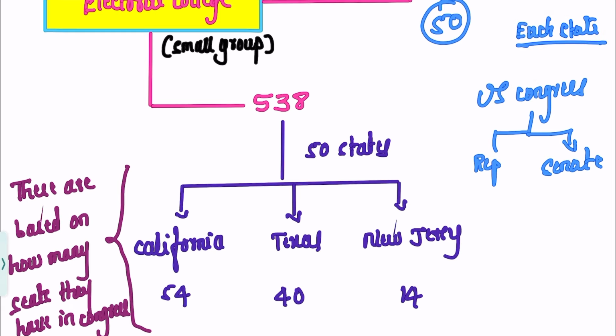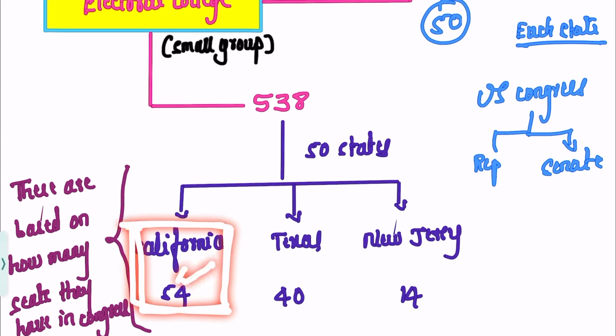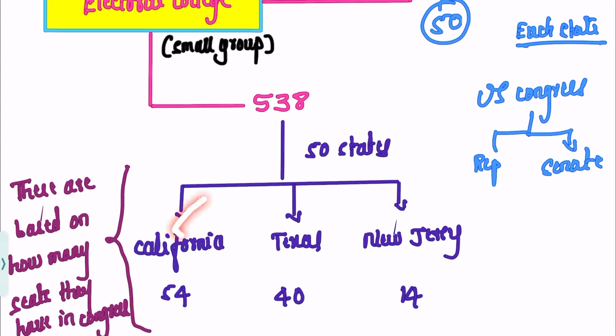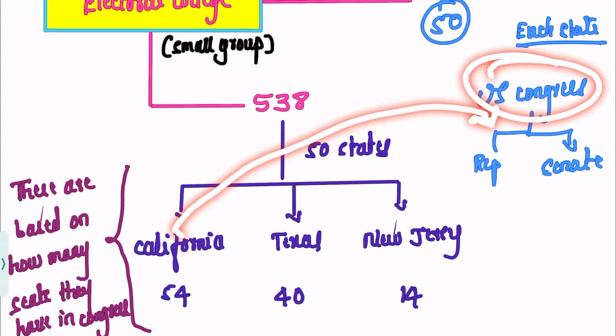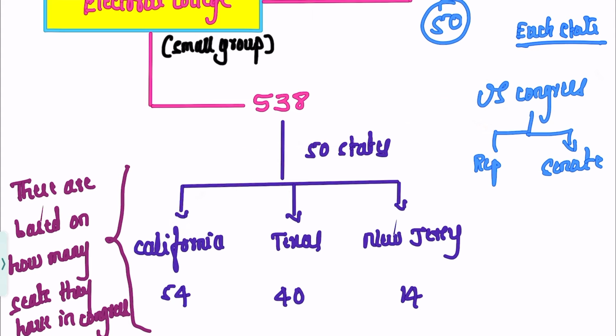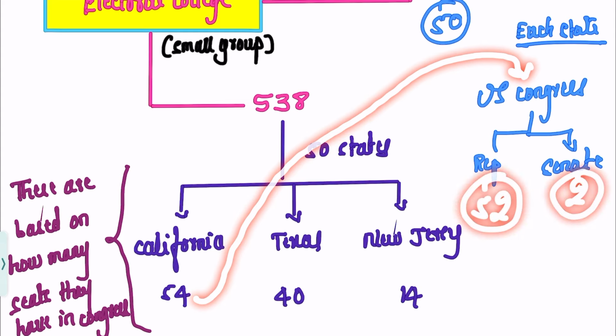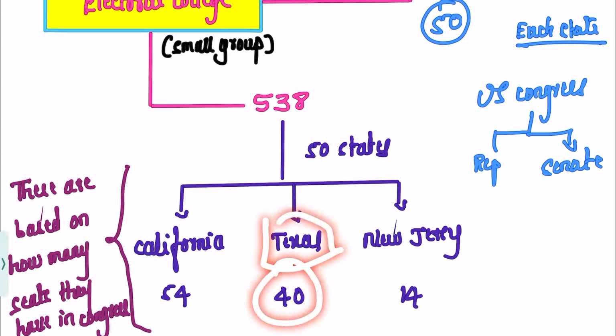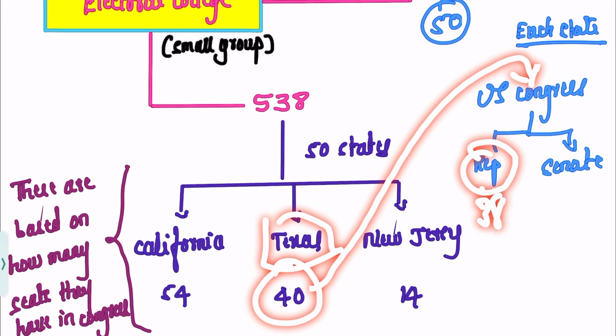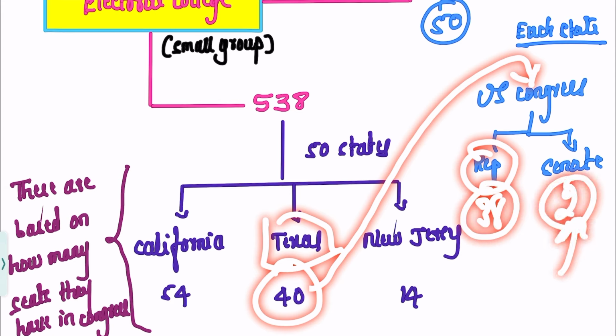So the number of electors who will elect the president finally is same as the number that state sends to the US Congress. Okay, for example, California. California sends 54 members to US Congress, 2 in the Senate, 52 in the House of Representatives. Similarly, Texas sends 40 members to US Congress. Okay, 38 to House of Representatives and 2 to Senate, because every state sends 2 members to Senate.